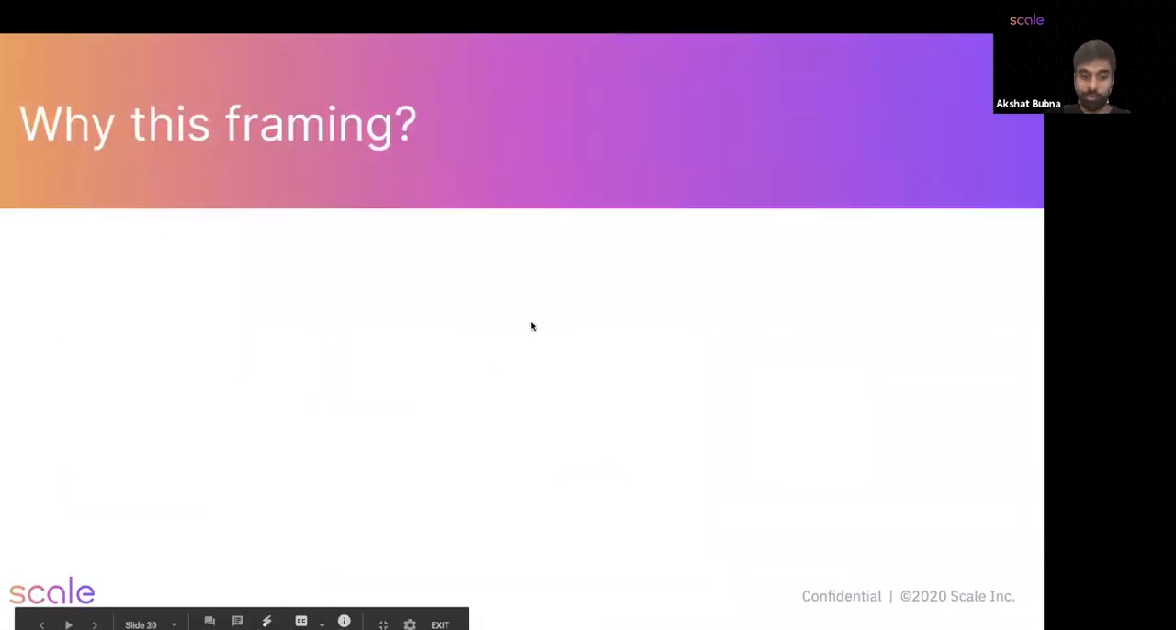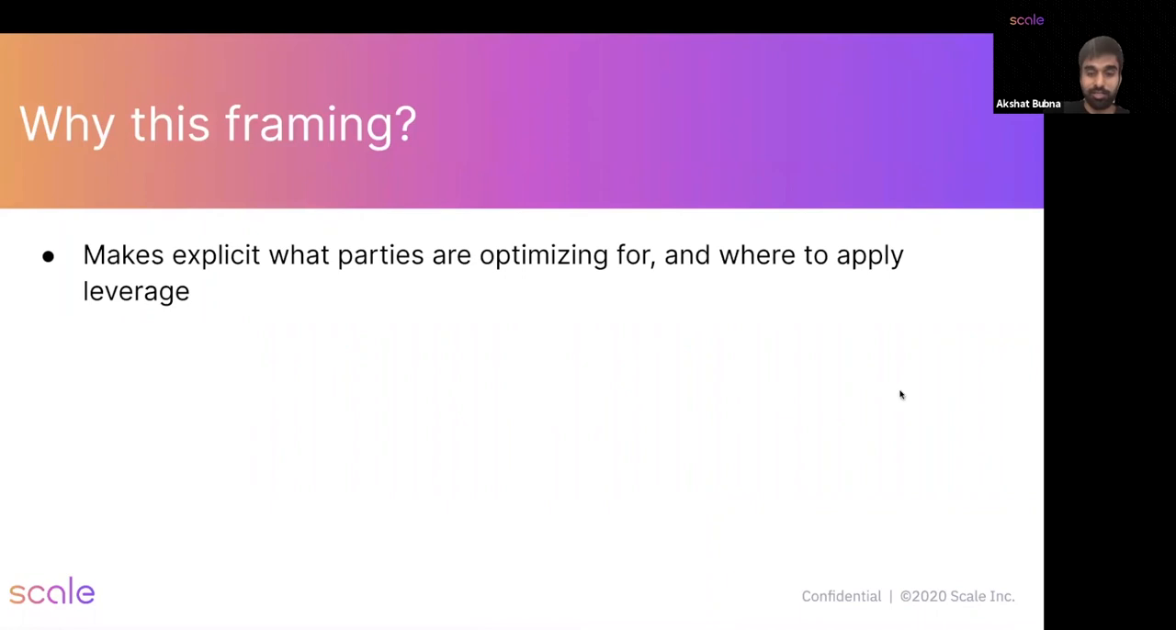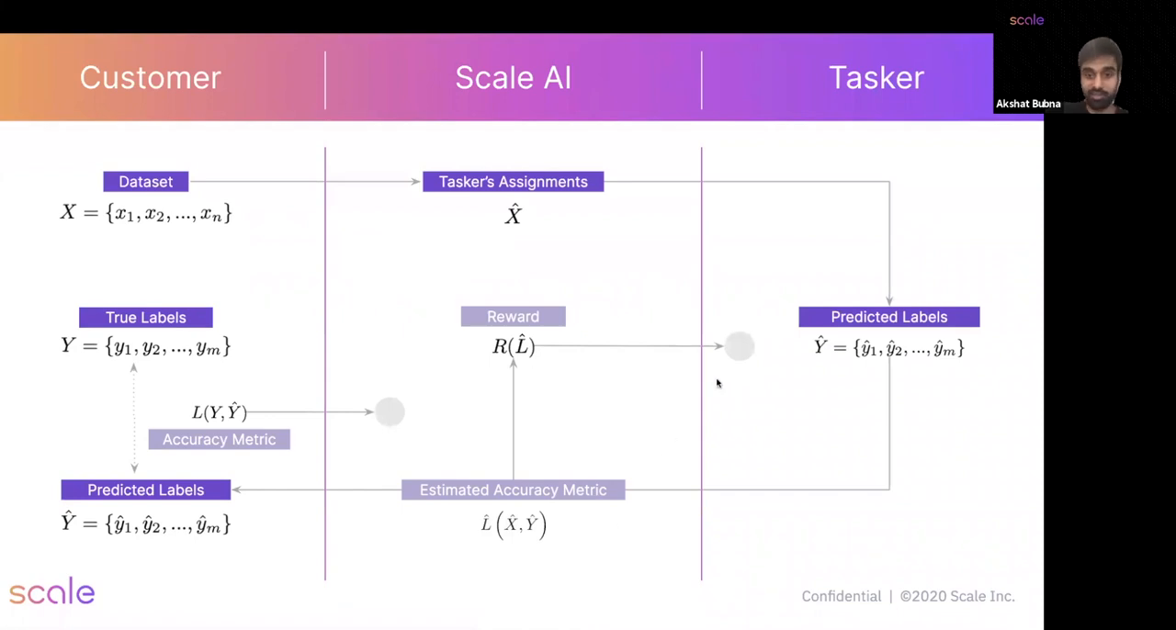And I want to talk about why I am framing things in this particular language. What it's actually doing is making explicit what every party is optimizing for and where we can apply leverage. In particular, if you look at this, it's clear that taskers are optimizing for the reward they're getting on the particular batch. They're maximizing for that. And we're not only minimizing the customer's loss now, but we also incur costs from increasing the size of this data set, and we're also minimizing the costs incurred from that.